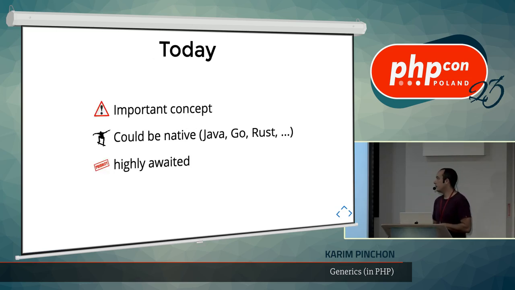And what we can say about generics generally is it is an important advanced concept of a lot of programming languages. It could be native often, like for example in Java, Go, Rust, and so many more. And it is always a highly awaited feature in any developer communities for every language.